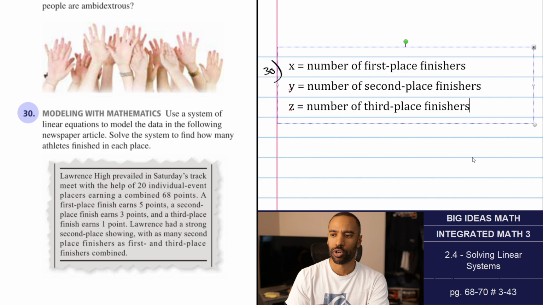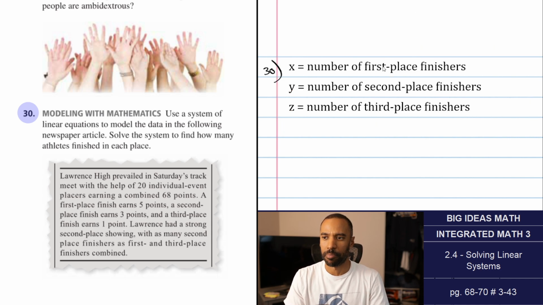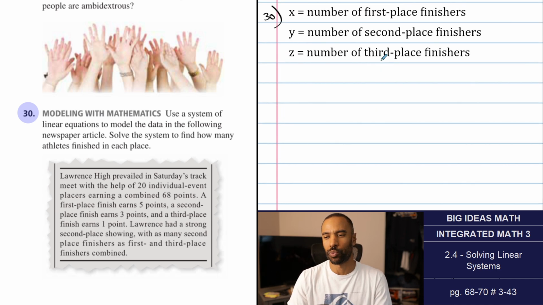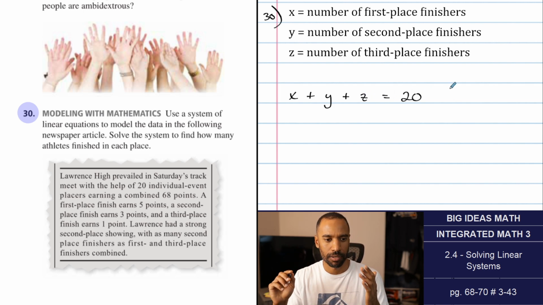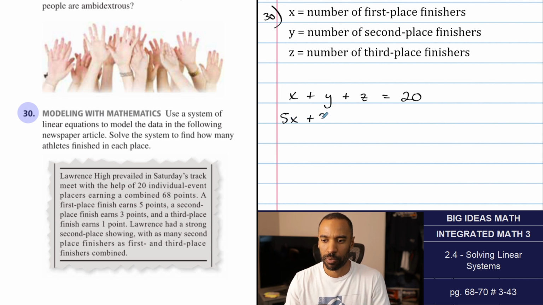All right, the first equation I can really do is just how many people there were total. They said 20 individual event placers. So there are this many first place finishers, this many second place finishers, this many third place finishers, which is 20 total event placers. Now, on a point scale, a first place person earns 5 points, so 5x is the number of points all first place people earned. 3 points per second place times the number of second place, and 1 point per third times the number of third, and that's 68 total.